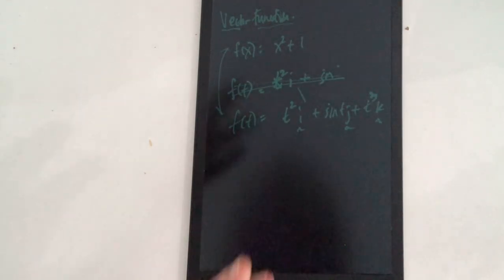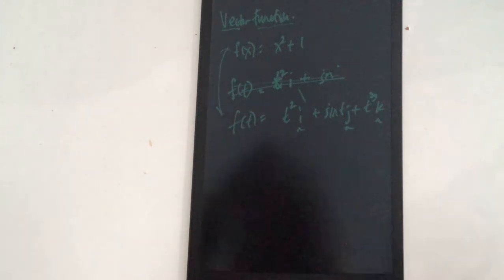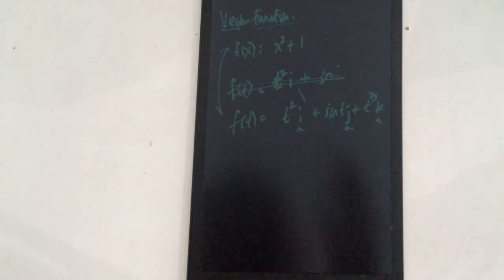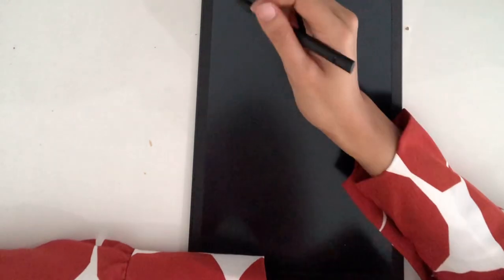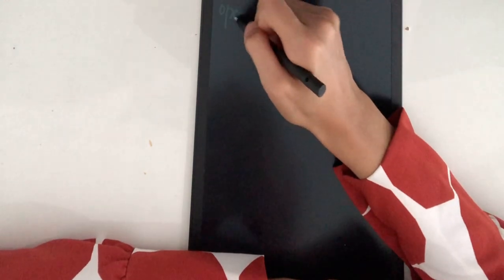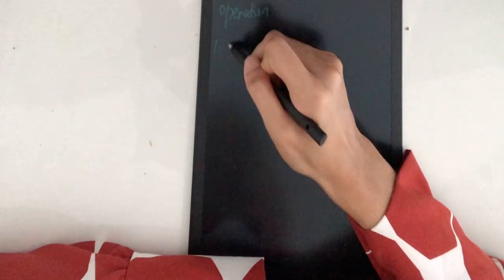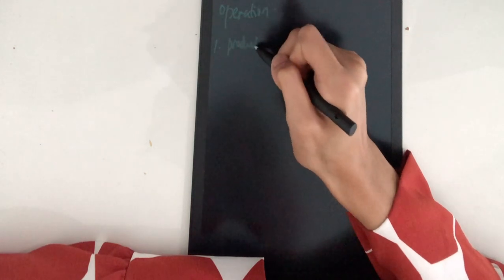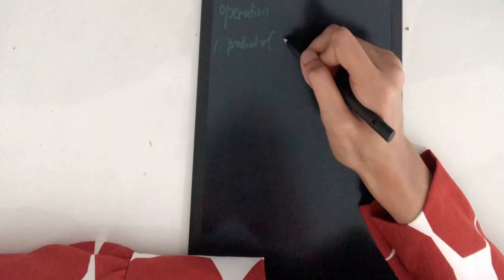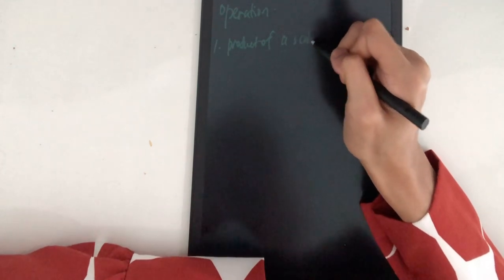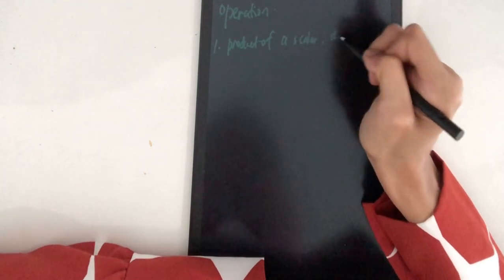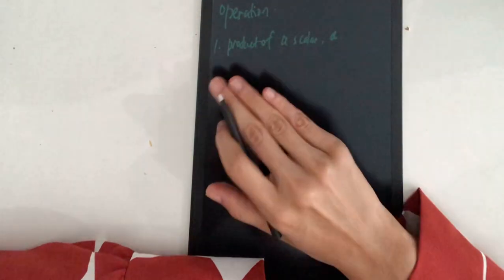In this vector function chapter, there are a few other subtopics. But for this week, the first one is you need to know the operations involved in the vector function. So we have a product of a scalar, let's say use a. What is meant by product of a scalar?